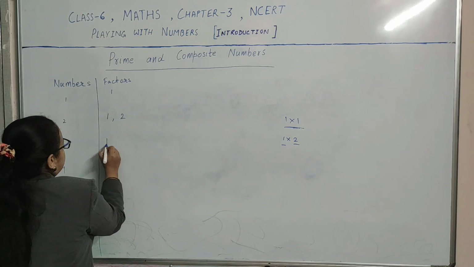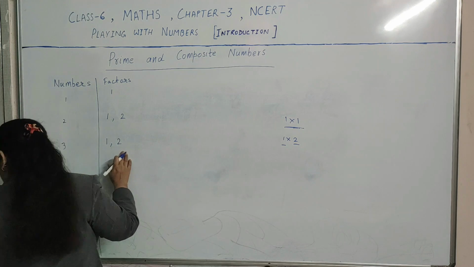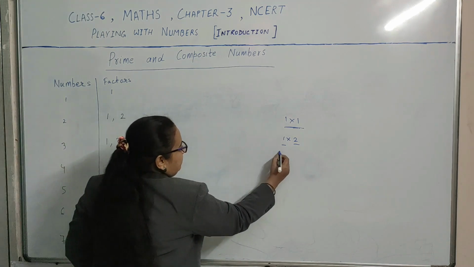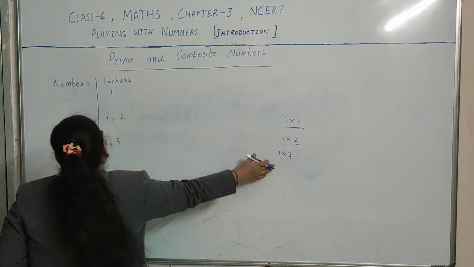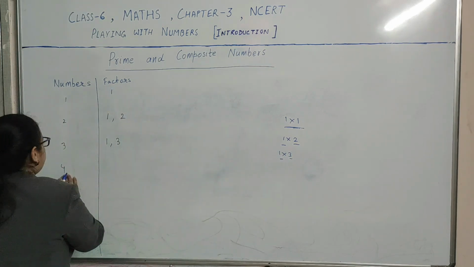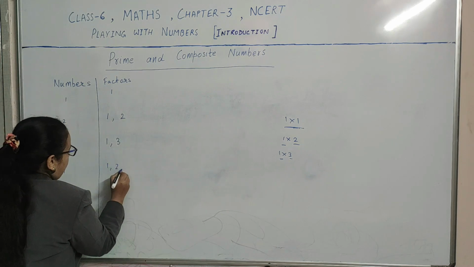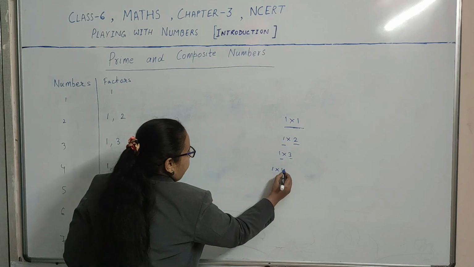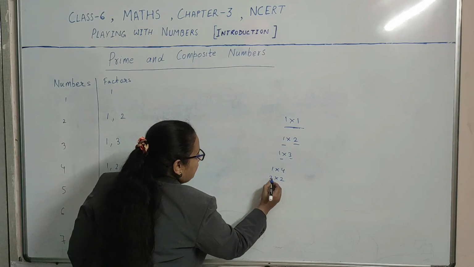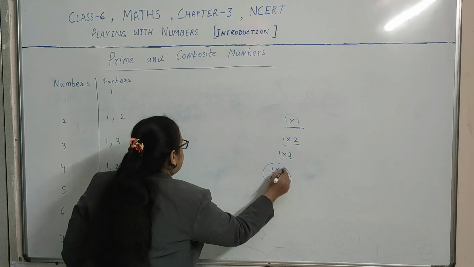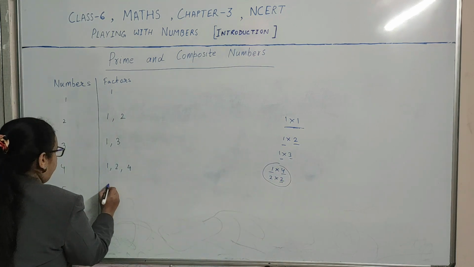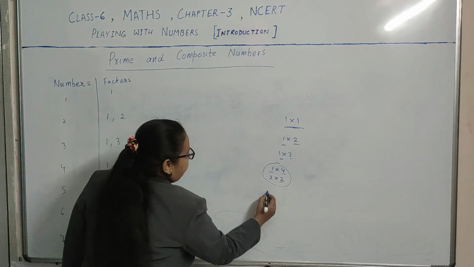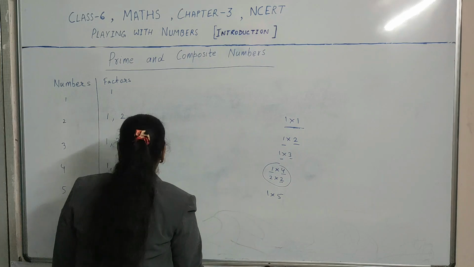3 has how many factors? 3 has also 2 factors, 1 and 3, because 3 can be written as 1 multiplied by 3. So these two are the factors of 3. The factors of 4 are 1, 2 and 4, right? Because 4 can be represented as 1 multiplied by 4 and 2 multiplied by 2. So 1, 2, 4 are the factors of 4. The factors of 5 are 1 and 5, because 5 can only be represented as 1 multiplied by 5.